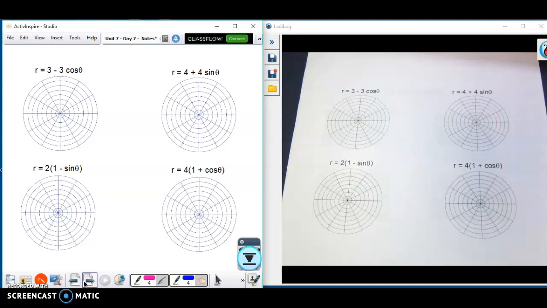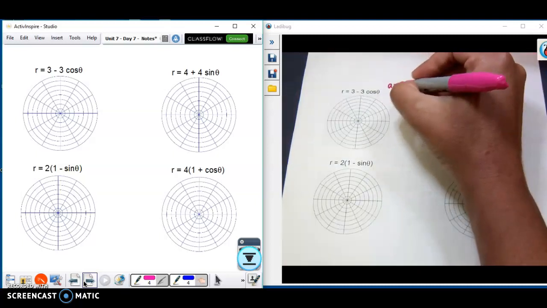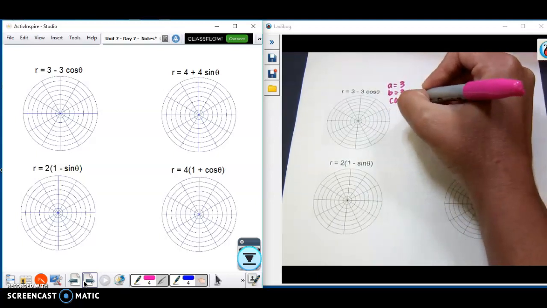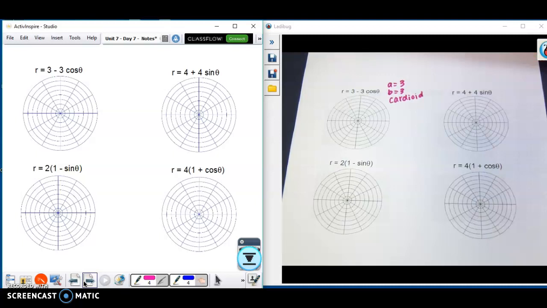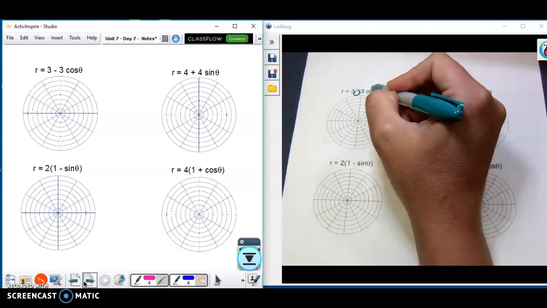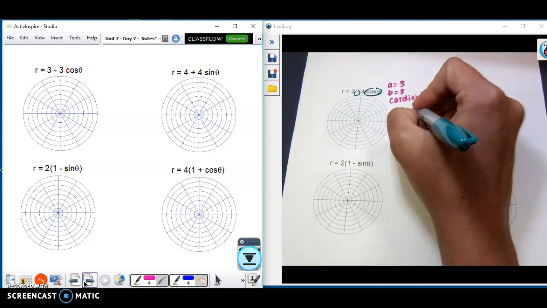So for the first one, we have 3 minus 3 cosine theta. So our a is 3 and our b is also 3. So because those are the same, this is going to be a cardioid. Okay, I do my formulas the same way as I did the other ones, just so they all kind of sound like you're learning different formulas. So because we have negative cosine, that tells us we're going to be left of the pole.